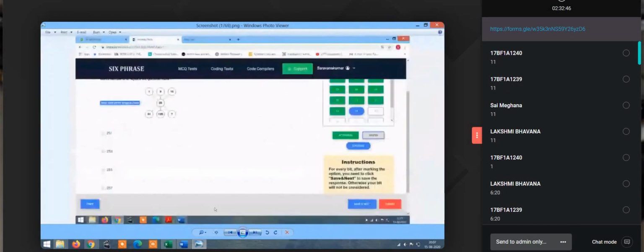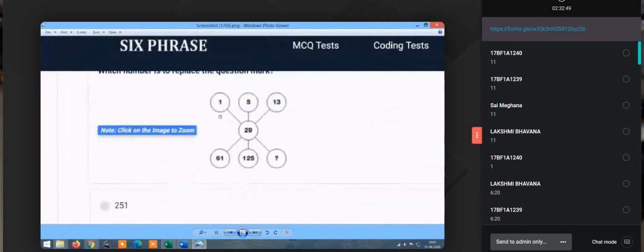It's the same question. Now this one: 1 into 2 plus 3 is 5. 5 into 2 plus 3 is 13. 13 into 2 plus 3 is 29. 29 into 2 plus 3 is 61. 29 into 2 is 58, and 58 plus 3 is 61. 61 into 2 is 122, plus 3 is 125. So the logic is into 2 plus 3.